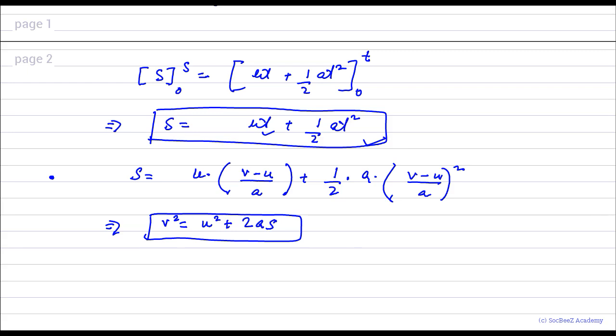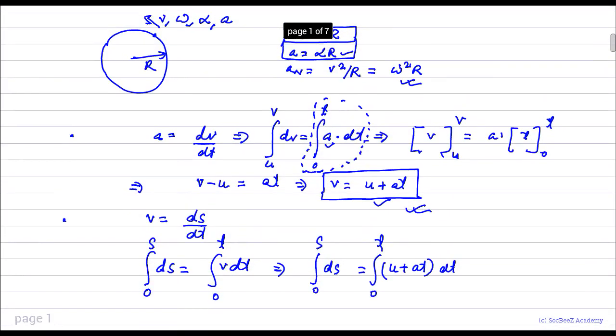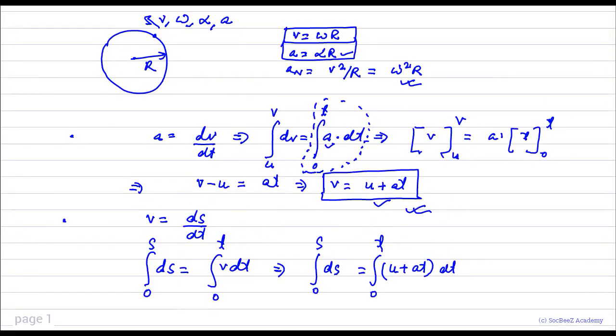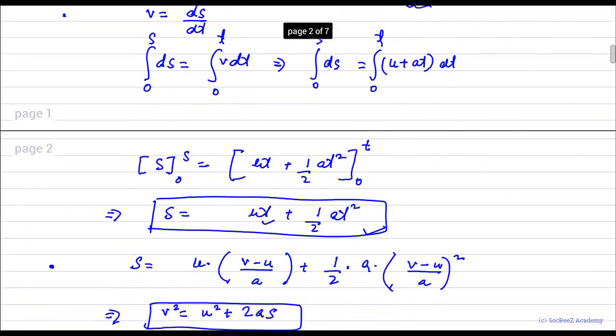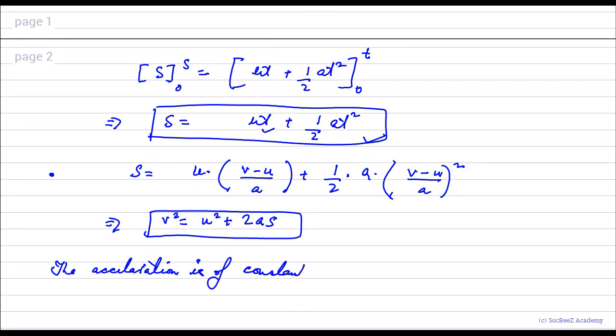Note that all these equations of motion have been derived keeping the acceleration of constant magnitude. So I have a constraint that the acceleration is of constant magnitude. Fine, so we stop here.